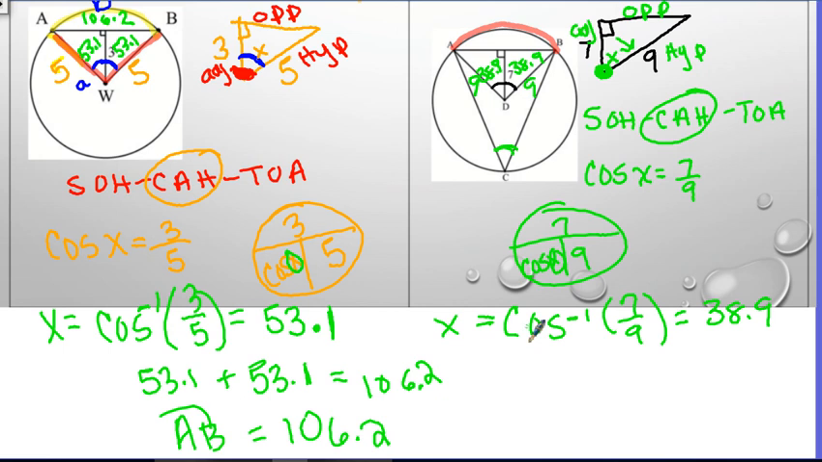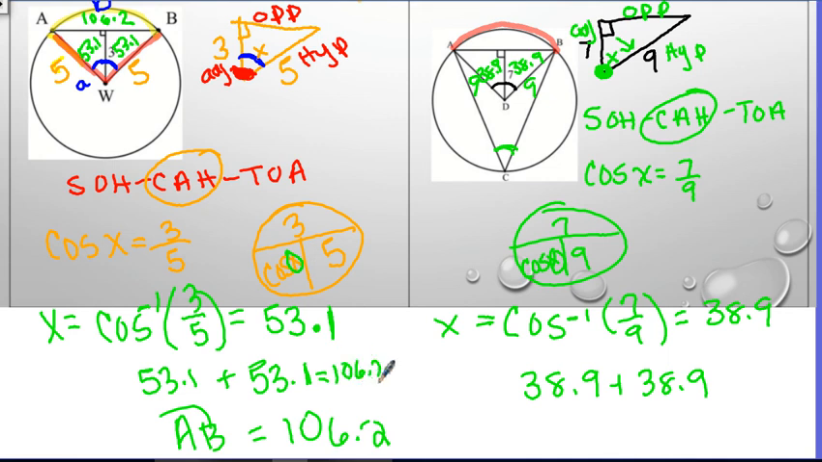So I'm going to go and say, well, I need to add those two angles together. 38.9 plus 38.9. Give me just a second. I'm trying to straighten this out. Let me move this over so that it's not colliding with our problem.